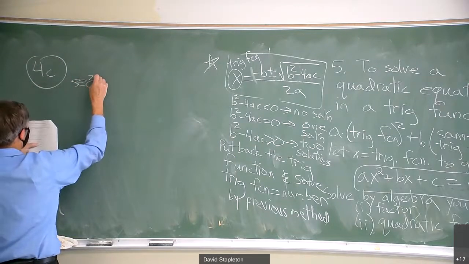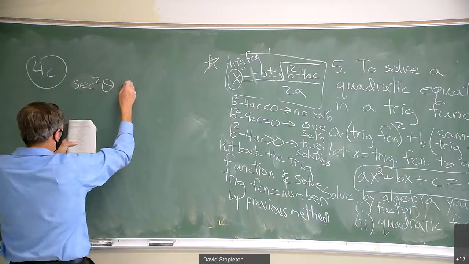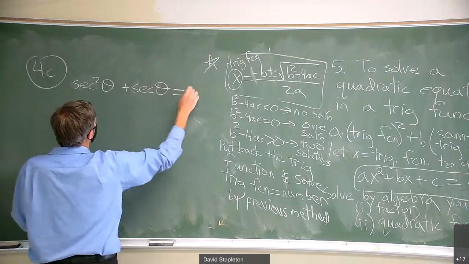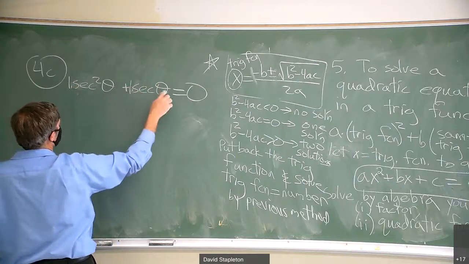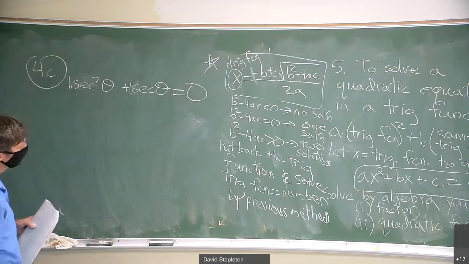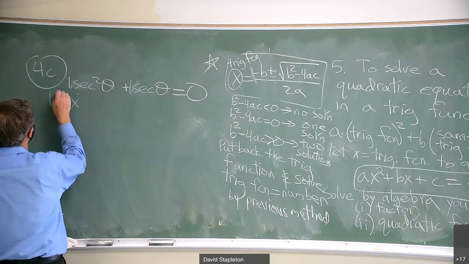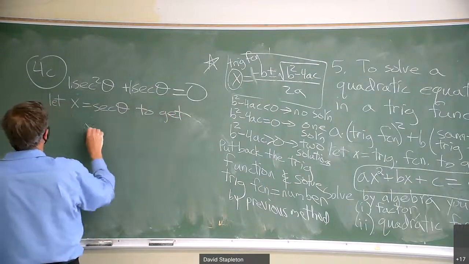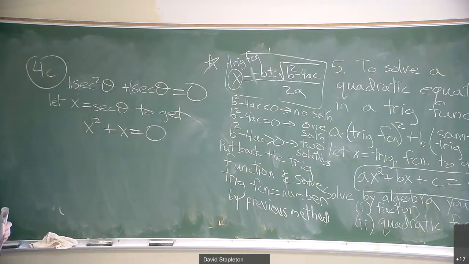Secant squared theta plus secant theta equals 0. This is an a secant theta squared plus b secant theta plus c equals 0. It's a quadratic equation in a trig function, right? So the first thing we do is let x equal secant theta to get a quadratic equation: x squared plus x equals 0. Now we can solve that by algebra. We can solve it by factoring or the quadratic formula.